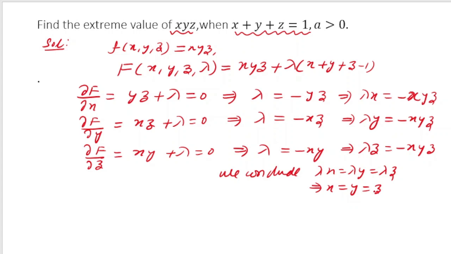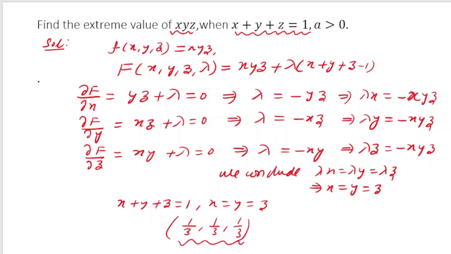Now x is equal to y is equal to z, but x plus y plus z is equal to 1. So what is the point I will get? I will get the point as 1 by 3 comma 1 by 3 comma 1 by 3. What you can do is, in place of y you can put x, and in place of z you can put x. So 3x is equal to 1, so x is equal to 1 by 3. So 1 by 3, 1 by 3, 1 by 3. So this is the stationary point.